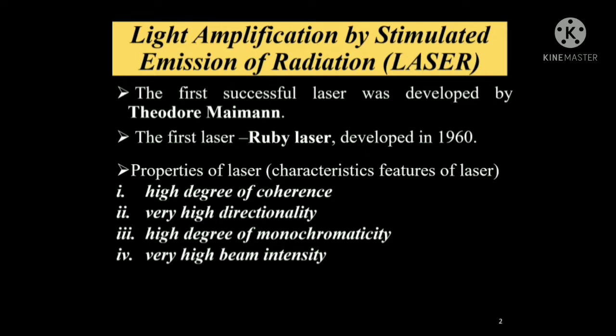Why do we use a lighting system like laser? Because of its high degree of coherence, very high directionality, high degree of monochromaticity, and very high beam intensity. So these 4 are the points related to laser. Why is a laser much better than other lighting systems? They have high degree of coherence and high directionality.